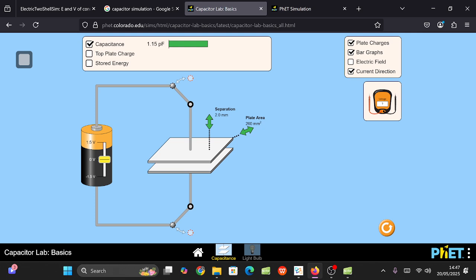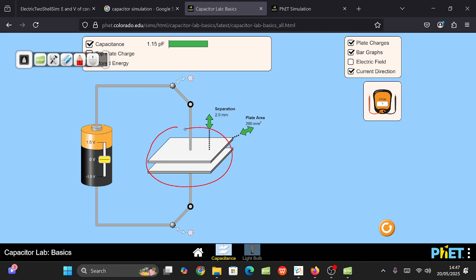Now we want to charge this capacitor. Basically, we want positive charges on one plate and negative on the other plate. Now how do we do it? We can do it by connecting this collection of two plates, this whole collection is called a capacitor, to a battery.